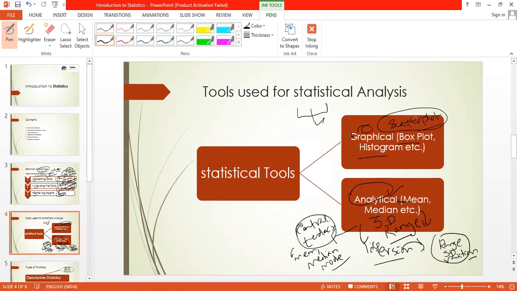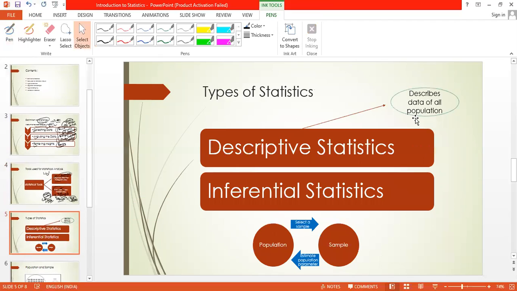So next, let's go to the next slide. If we say what are the types of statistics we have, we can segregate the statistics types into two categories. One is descriptive statistics, another one is inferential statistics.